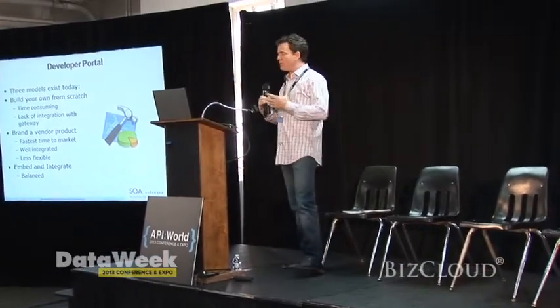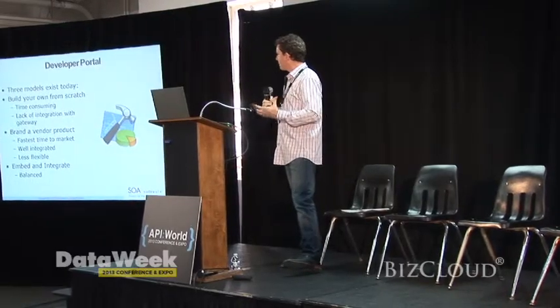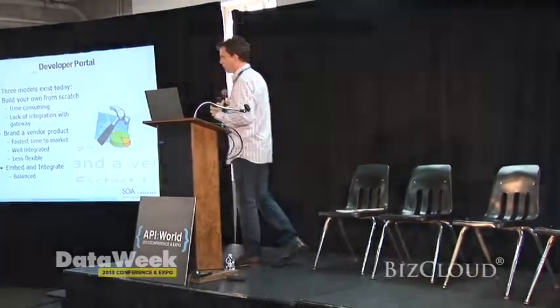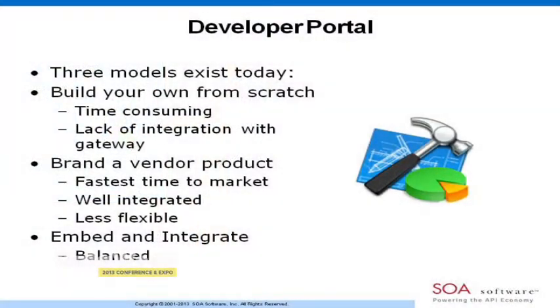And that can give you a balanced approach between building something on your own from scratch and branding a vendor product. Something in the middle that will still integrate with the gateway, but give you the flexibility to do what you need to do. And it's sort of up to you. If you take a vendor product and brand it, it'll give you the fastest time to market. And you might start there.